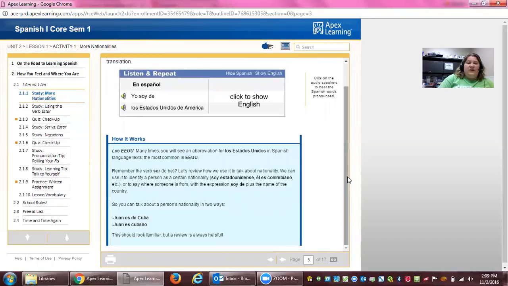Now, look down here at the bottom where it says how it works. Los Estados Unidos, Los EEUU. Many times you will see an abbreviation for Los Estados Unidos in Spanish language text. The most common is EEUU. Remember the verb ser, to be. Let's review how we used it to talk about nationality. We can use it to identify a person that's a certain nationality.